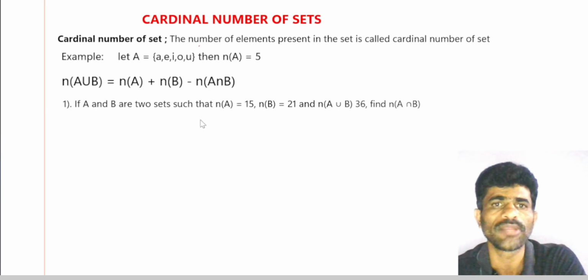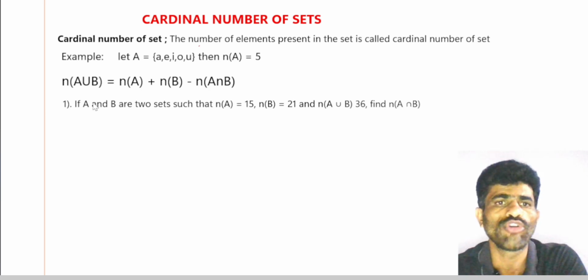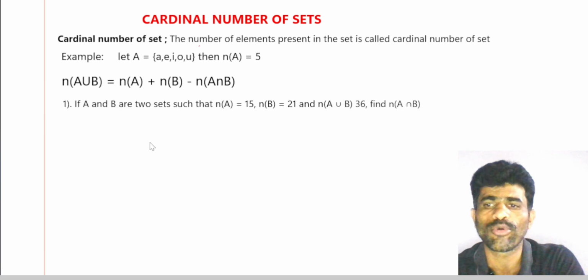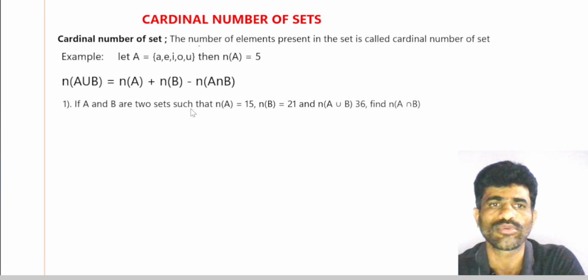And here one important formula we have to remember is n(A union B) is equal to n(A) plus n(B) minus n(A intersection B). This formula gives the relation between the number of elements in the union of two sets, the number of elements in A, the number of elements in B, and the number of elements in the intersection of the two sets.